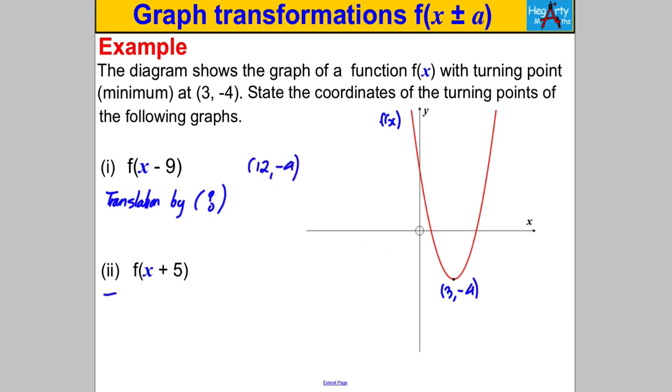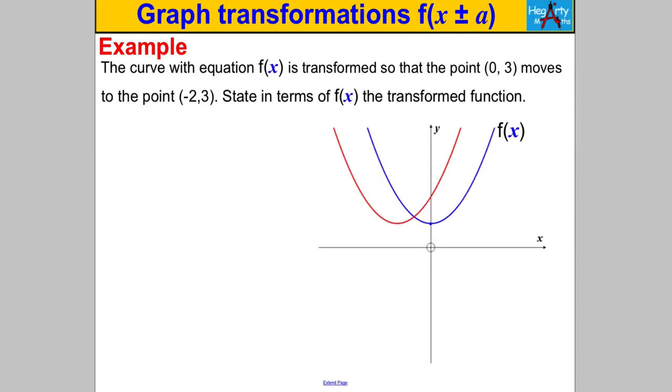What about this one? Well, this is a translation by negative 5, 0. So all the x coordinates are moving to the left by 5. So this here will move to the left by 5. It will be at negative 2, negative 4. And we're done. Let's have a go at another one. Pause the video, have a think.